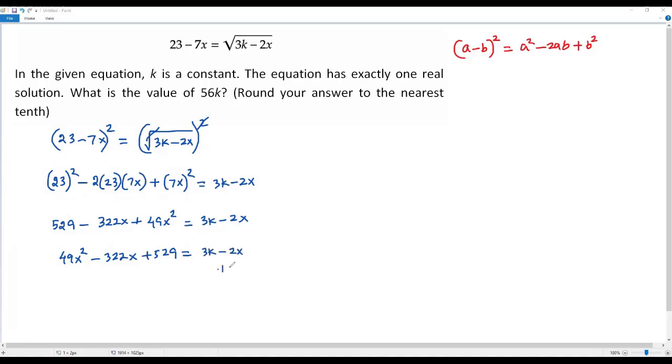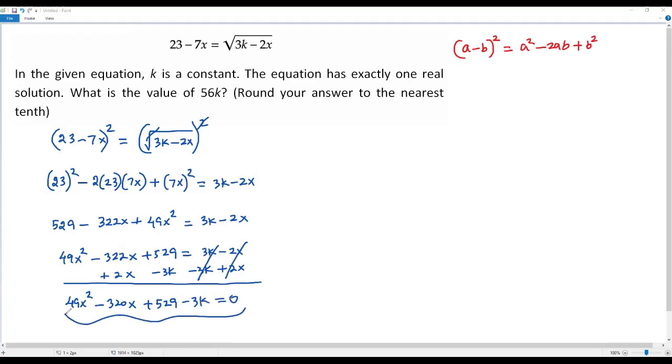Okay, now let me add 2x to both sides of this equation, and also let me subtract 3k from both sides of this equation. Then positive 3k minus 3k will cancel out, and negative 2x plus 2x will cancel out. I am getting 49x square. When I combine these two x terms, I am getting minus 320x plus 529 minus 3k equals 0. Here I am getting a quadratic equation in standard form, that is ax square plus bx plus c equals 0.